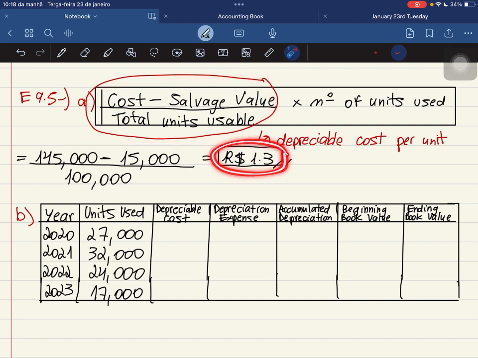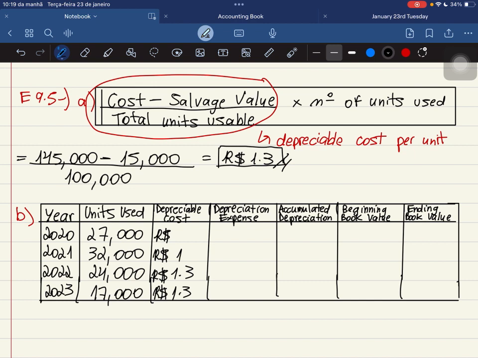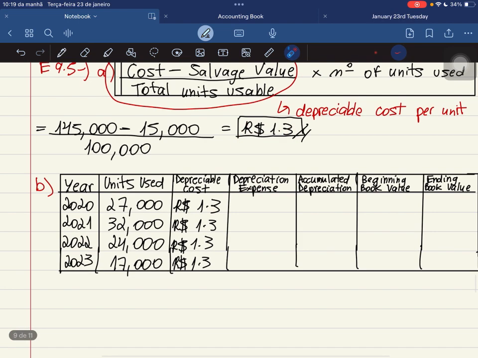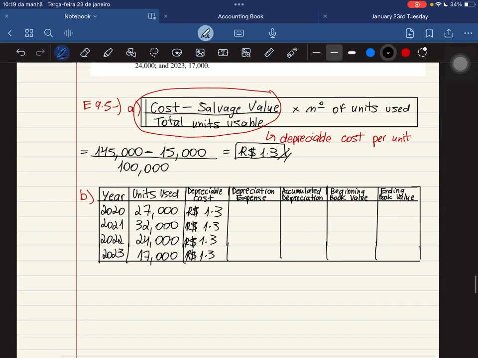So that means that this thing is not going to change, because the cost is not going to change, the salvage value is not going to change, and the total units used is not going to change. So this is why we're just going to repeat the same cost for all of them, because it really doesn't change. In this case, it is 1.3 reais. Okay, and remember, multiplying this 1.3 by the number of units, we get what? The expense, right? But here we have different numbers of units, so we're going to do each one at a time. Okay, so let's start.